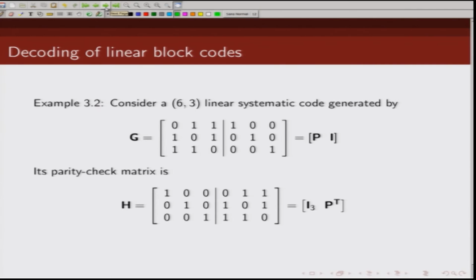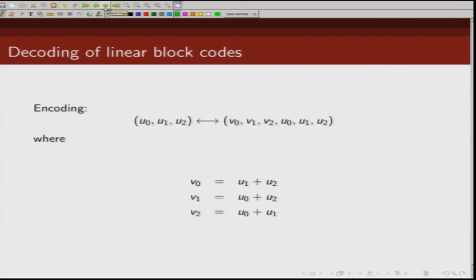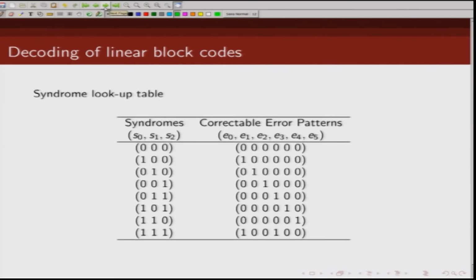So, let us take an example to illustrate how we can use this standard array for error correction and error detection. This is our (6,3) systematic linear binary code whose generator matrix is given by this and parity check matrix is given by this. These are the encoding equations. This is a mapping of the syndrome to the coset leader.